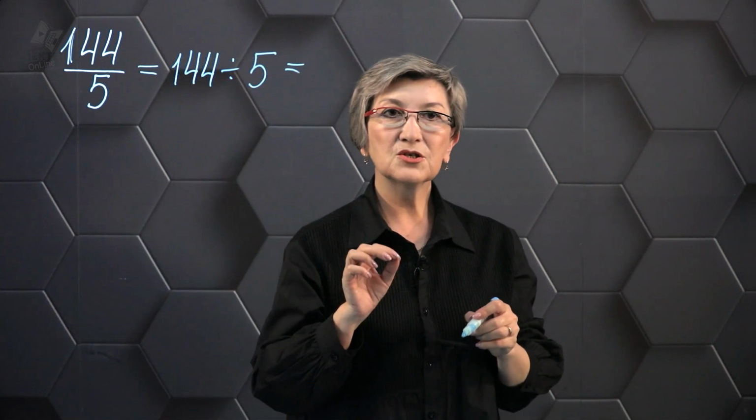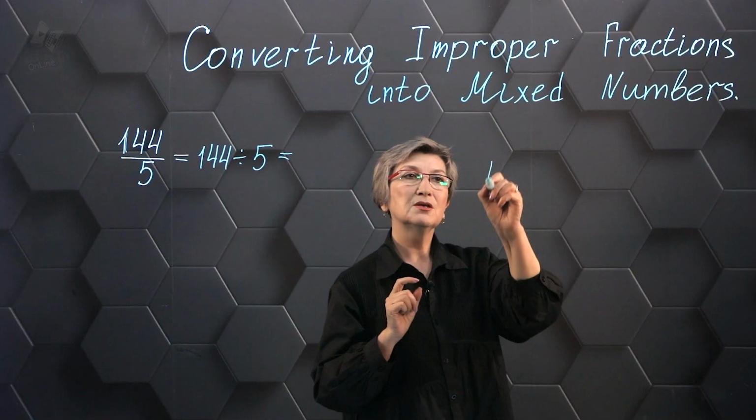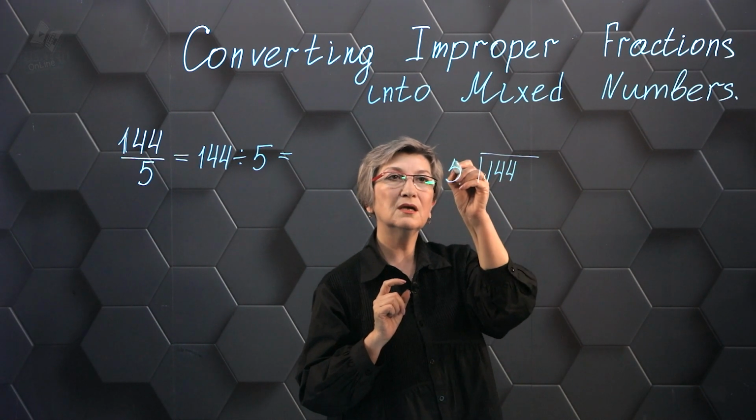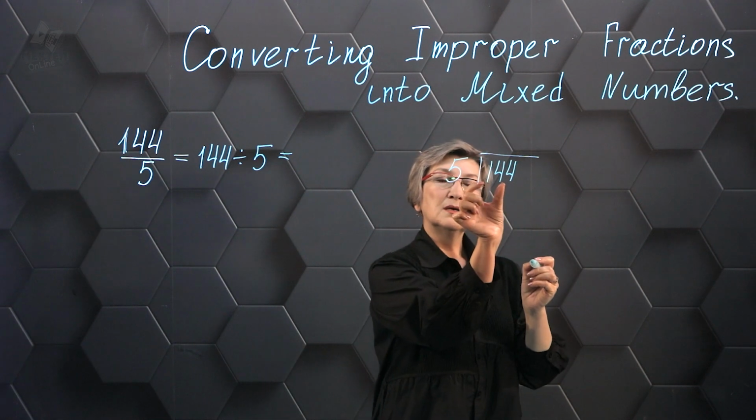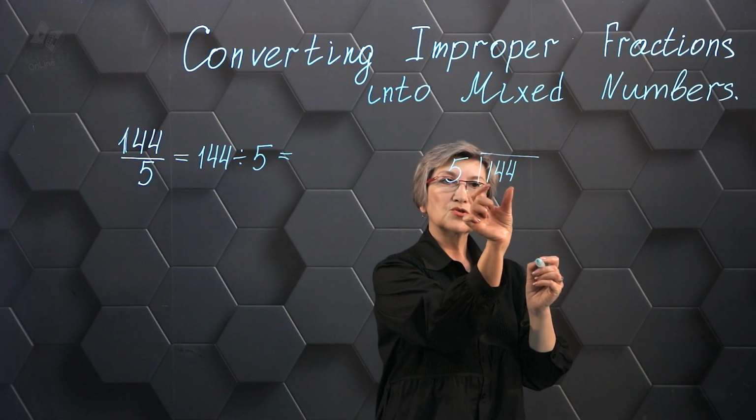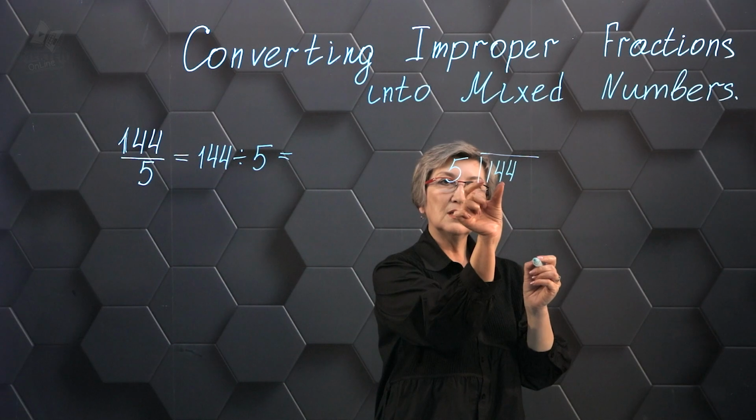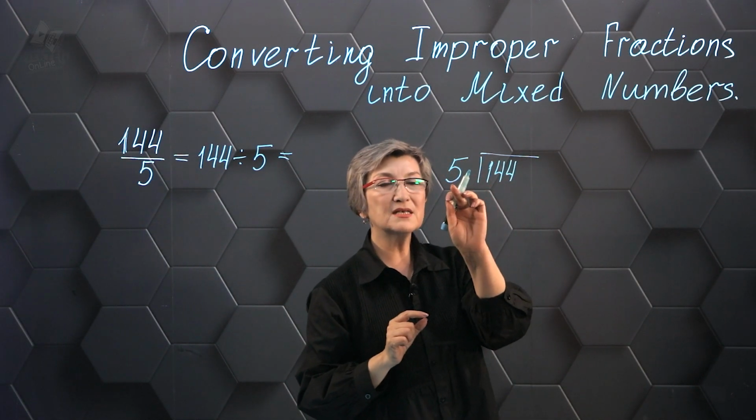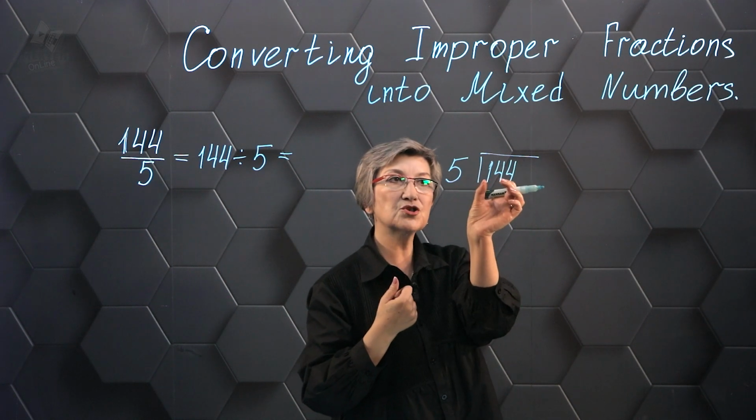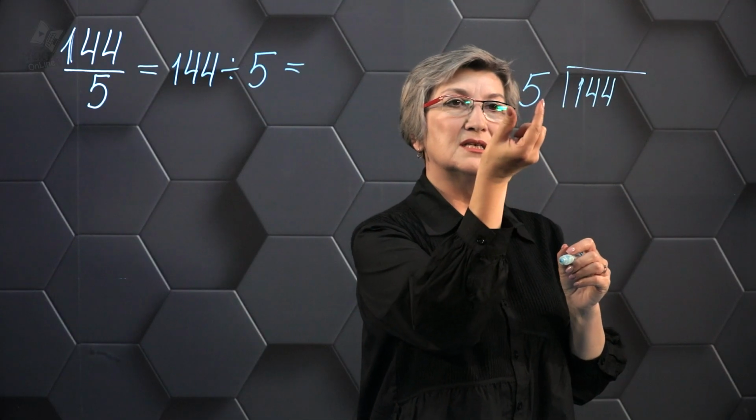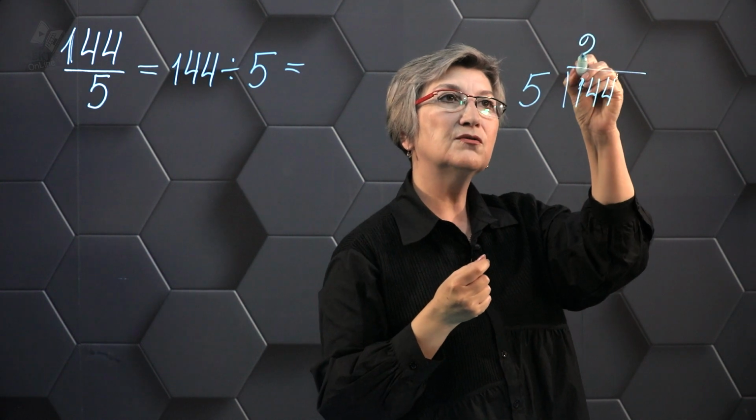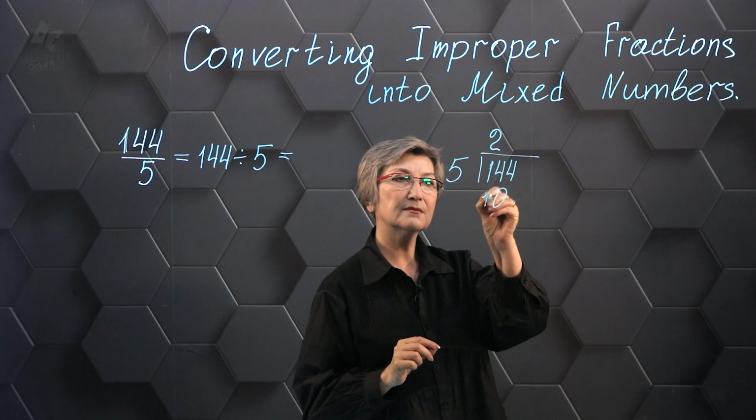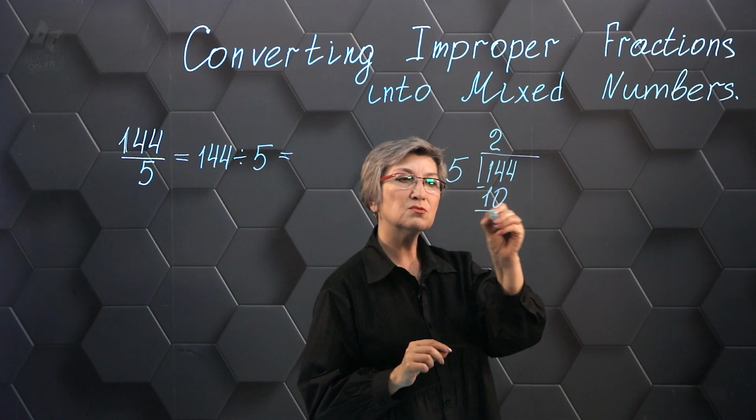Let's divide this number in a column and write it down. 144, I'm going to divide by 5. This is a three-digit number, so I will divide the number 14 first. I can't divide 1 by 5, so I'll take the number 14. 14 divided by 5. Take 2. 2 times 5 is 10. 14 minus 10 is 4.